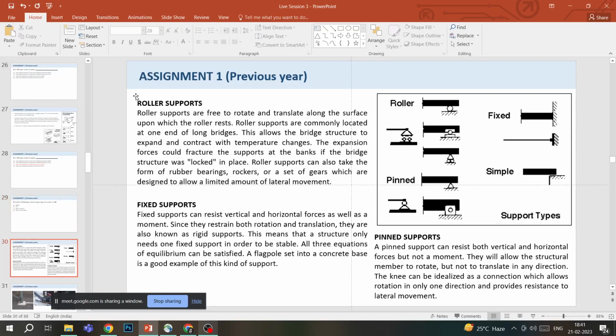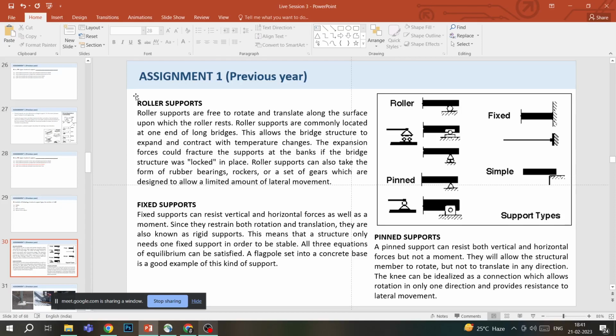So basically, there are four support types: roller, fixed, pinned, and simple. But simple is not a structural type, so we're not discussing simple here. We'll discuss the other three. So what happens in roller supports? Roller supports are free to rotate, and they're free to move along the surface upon which the roller rests.